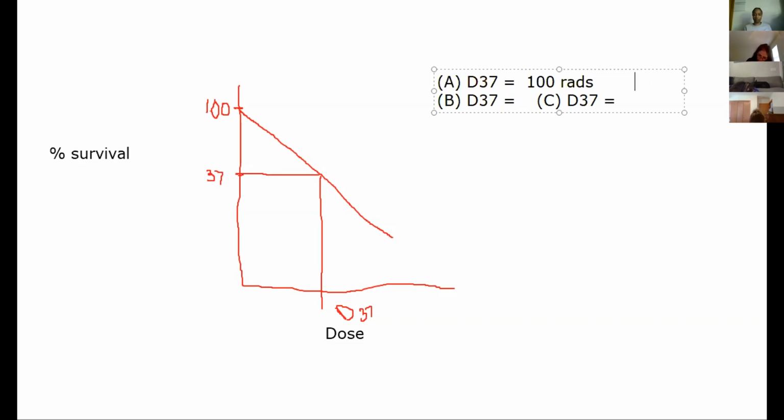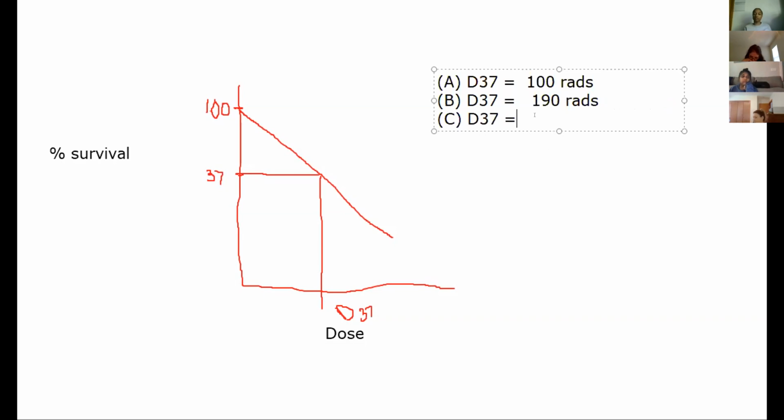Okay, Marcus, what did you get for D sub 37 for curve B? I have 190 rads. All right. Very good. I got 180. If you're off a little bit, that's okay. There'll be a little bit of variance. I think my estimation was 188 on this one. So very close.